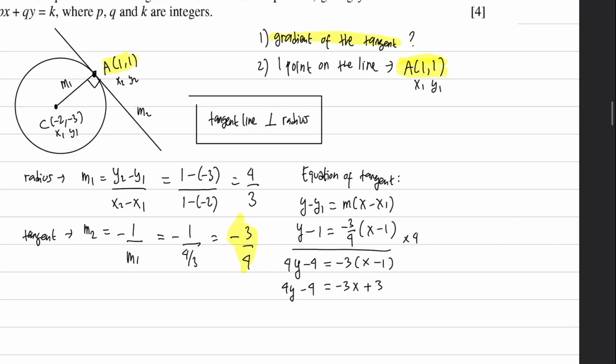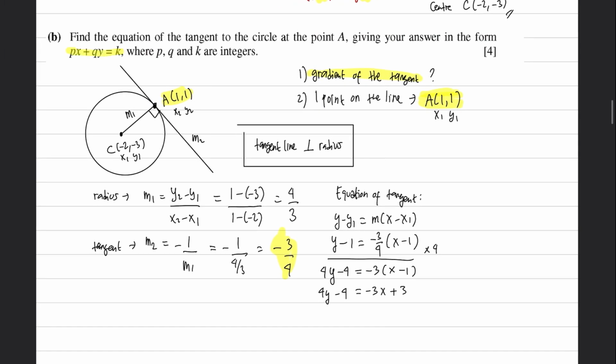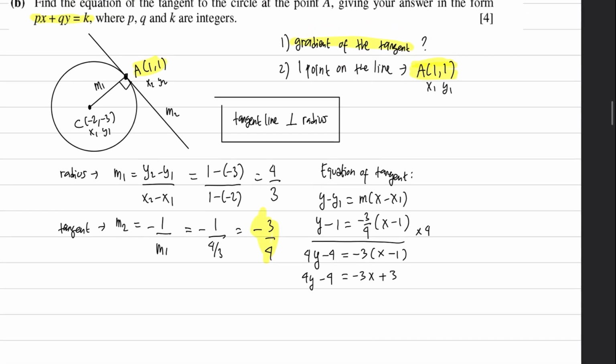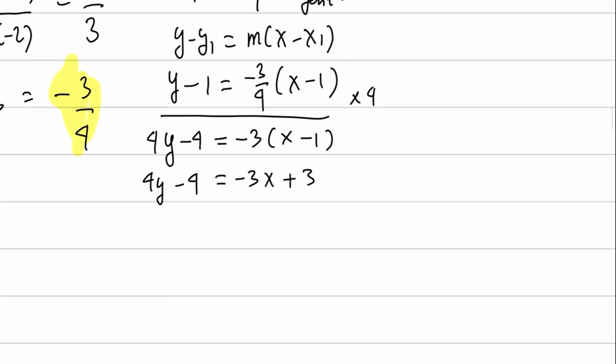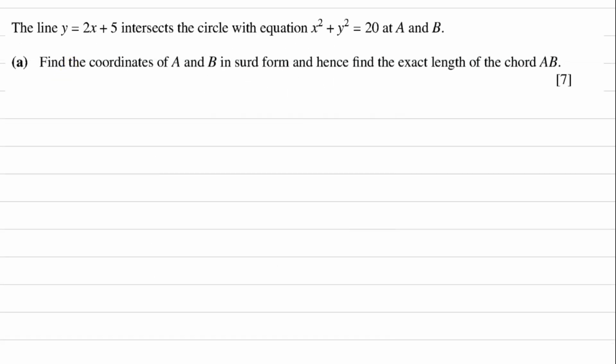We want to make it into this form. So x and y on the left. So you put it on the left, 3x plus 4y equals 3 plus 4. So the answer is 3x plus 4y equals 7. Let's move on to the next question.